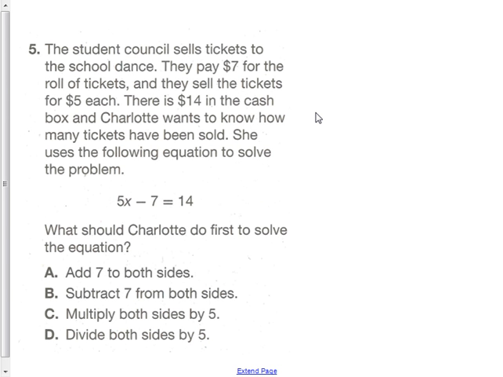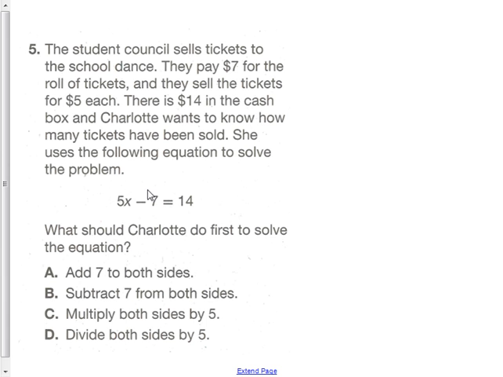The student council sells tickets to the school dance. They pay $7 for the roll of tickets, and they sell the tickets for $5 each. Again, $5 each, so this is where they're getting this equation 5x. There is $14 in the cash box, and Charlotte wants to know how many tickets have been sold. She uses the following equation to solve the problem. So 5x minus 7 equals 14. What should Charlotte do first to solve the equation?